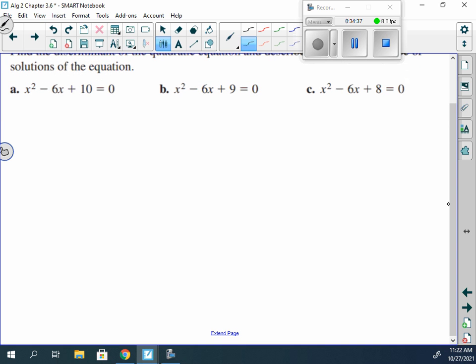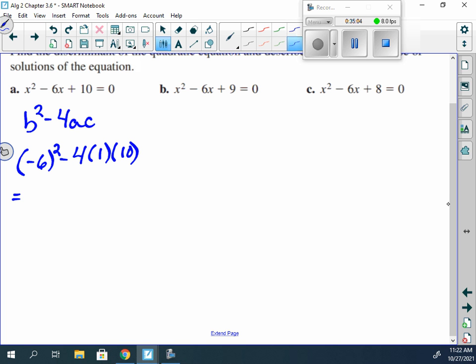So let's look at how this works. The first one that we have is x squared minus 6x plus 10 is equal to 0. So we want to find the discriminant, b squared minus 4ac. Well, for this problem here, the value of b is negative 6. So we plug in negative 6 squared minus 4. A is 1 and C is 10.